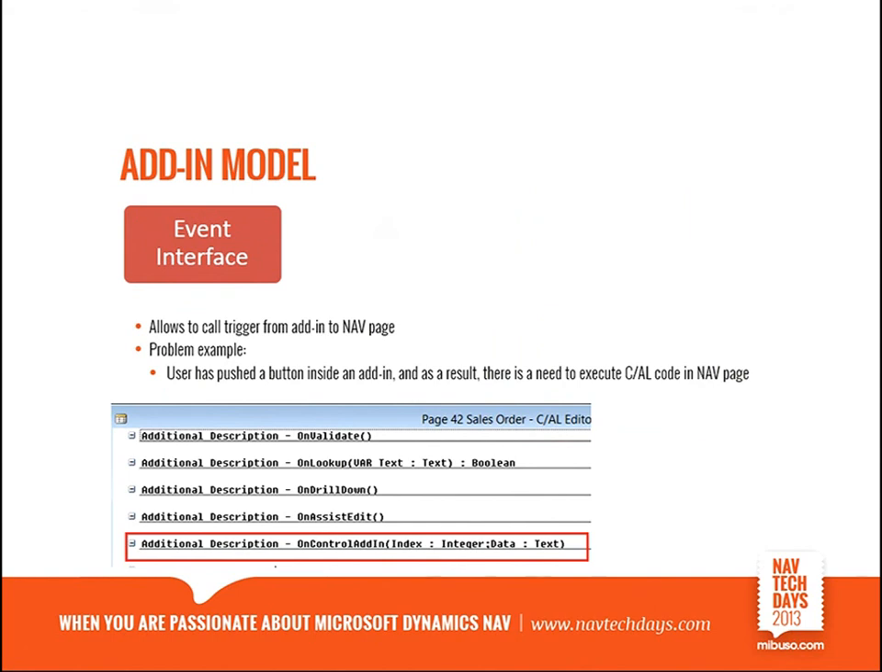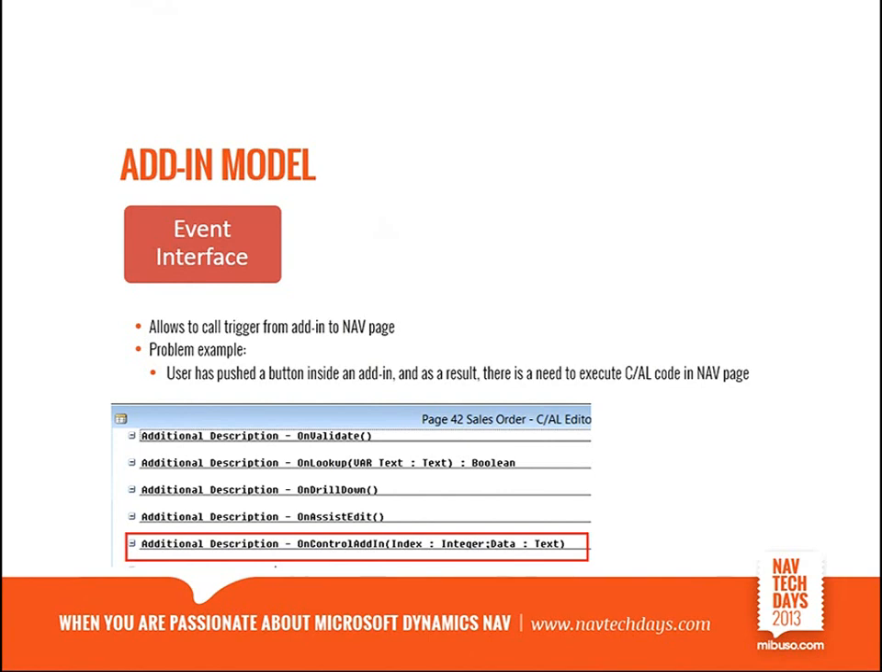Then I think most of you who have done at least some development in NAV pages have seen that each field has an OnControlAddIn trigger. So by creating add-ins, you have the ability to call these triggers from outside of the add-in. And it's very simple to call them. You just execute one very simple method with a few parameters, and instantly the OnControlAddIn trigger will be executed with the C/AL business code which you have written.